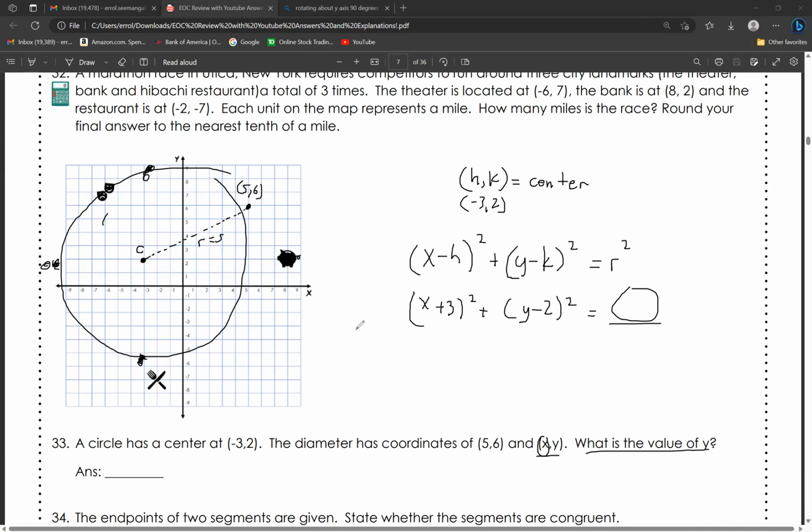What does it say on your answer sheet for 33? It says the answer is -2. So they're saying the y value is -2. That means it's this one, directly below the center. (-3, -2). Yeah, that's right. So they're saying the radius is 1, 2, 3, 4. Is this a 4 right here? 4 squared?